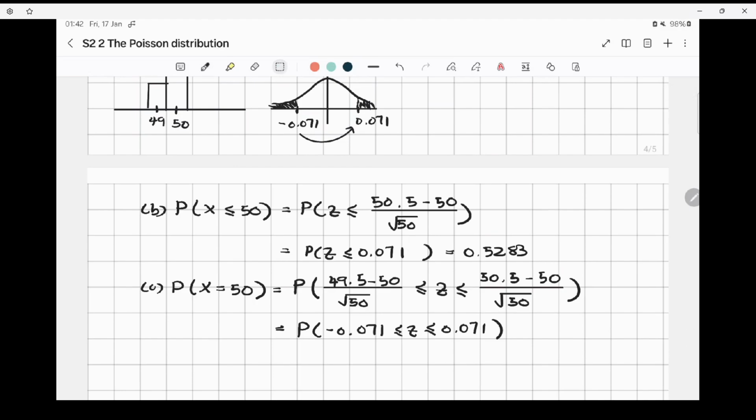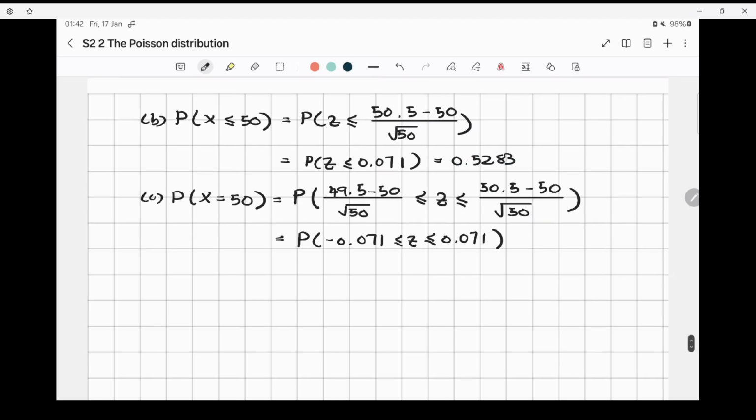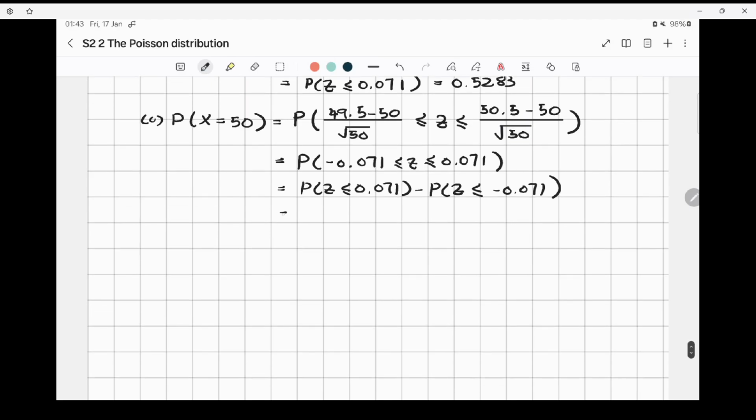Yep, let's do that. Let's not write that many numbers. So now this will be equals to P(Z ≤ 0.071) minus P(Z ≤ minus 0.071). So in the end, what you would get is 0.5283 minus 0.4717, which is 0.0566.